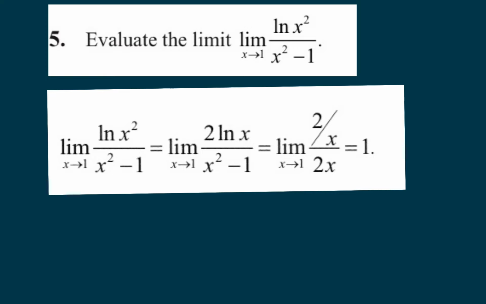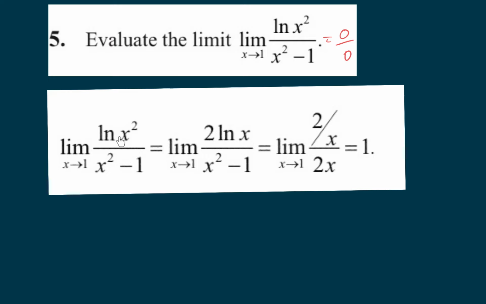Now we are going to solve problem number 5. Let's say find the limit of natural log of x squared divided by x squared minus 1 when x goes to 1. When x approaches 1, natural log of 1 approaches 0. And when x approaches 1, x squared minus 1 approaches 0. So this is of the form 0 divided by 0. So we can apply L'Hopital's rule directly without doing any massage to the problem.